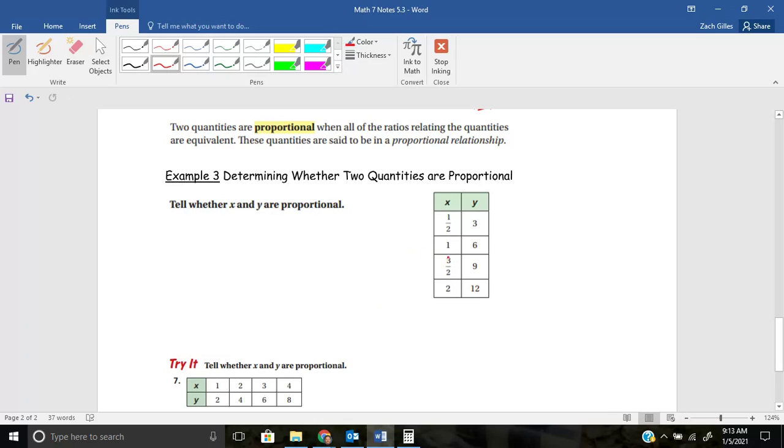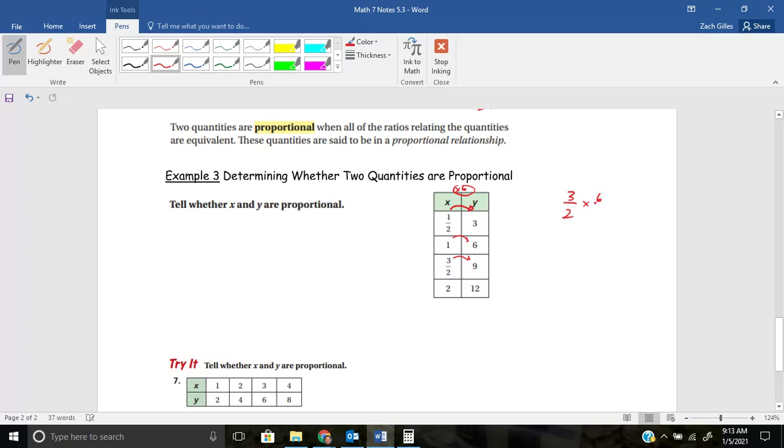One way I could do this is, how would I go from X to Y? How could I go from 1/2 to 3? Well, I could multiply by 6, right? 6 times 1/2, or 1/2 of 6, is 3. Do I do that for my next data point? 1 times 6, is that 6? Yes, it is. 3/2 times 6, does that give me 9?